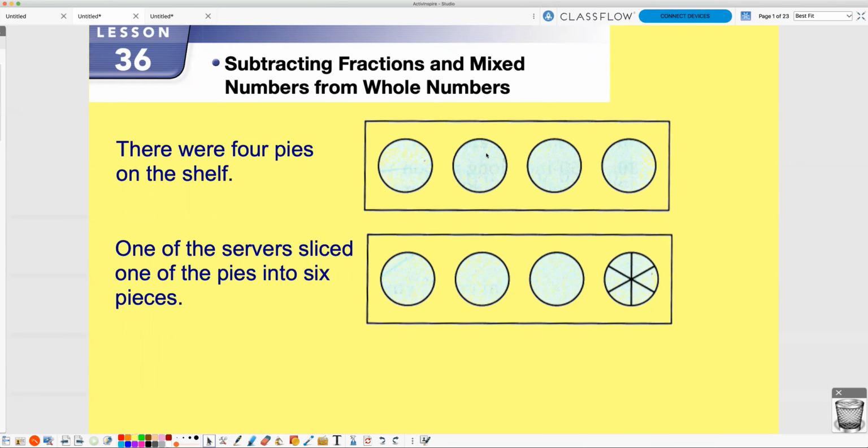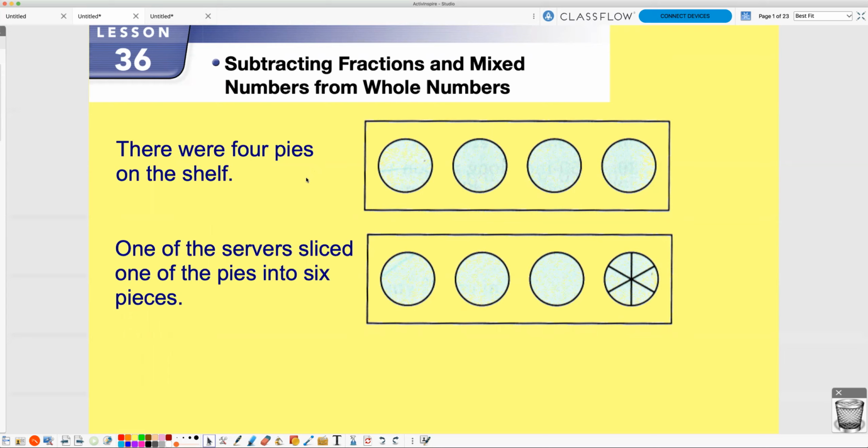Welcome back to Saxon Math. This is lesson 36, subtracting fractions and mixed numbers from whole numbers. This is apparently a new concept, but it is a separating word problem that we're going to look at here to start off the lesson.